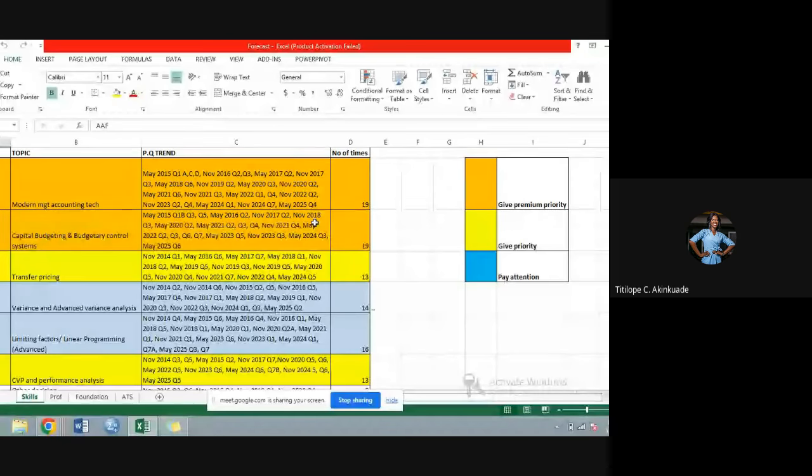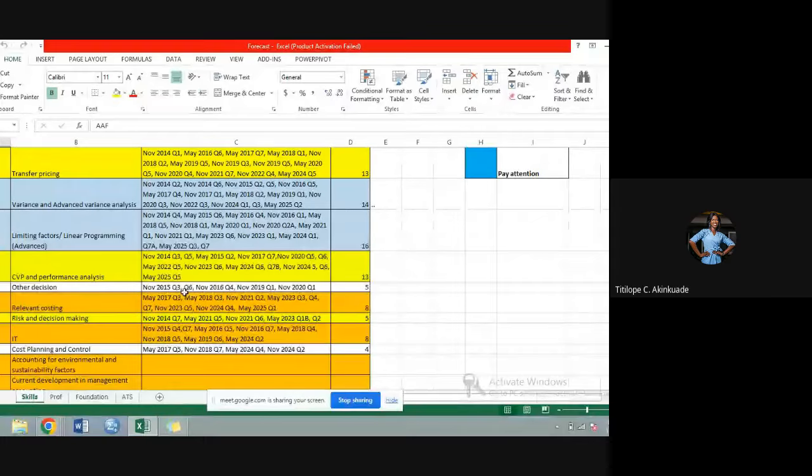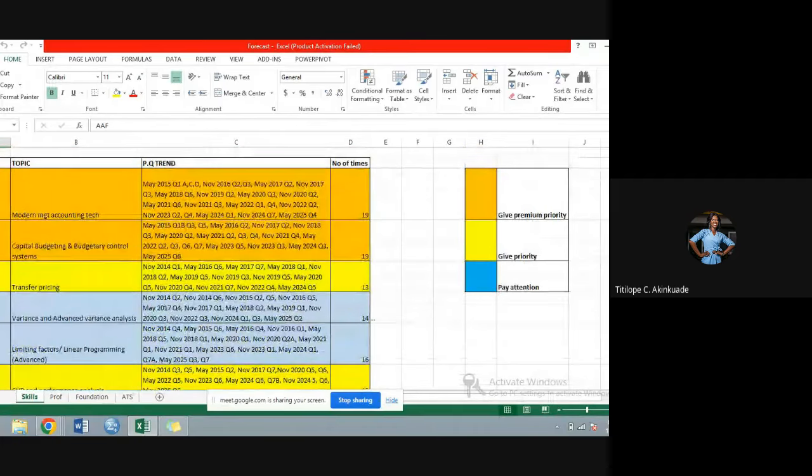All right, so let me quickly share. You should be seeing my screen now. So I was talking about limiting factors and linear programming, and I was saying that after that, you can now consider these topics that are not highlighted at all. For those of you that are still studying actively and have not started your revision, just use this forecast and start revising with the forecast.